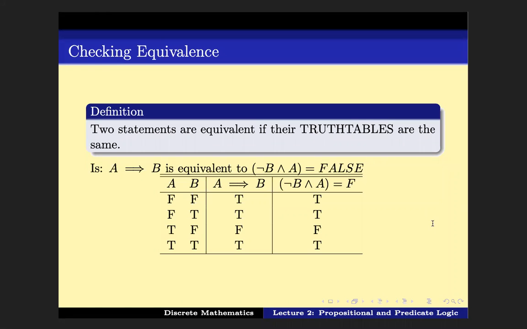Excuse me, sir. Yeah. Sir, one thing I want to clear: not B and A equal to F, this equal to is comparison? No, this basically means that you take not B and A, you end up proving a false statement. Or you can say not equal, you can say implies false.